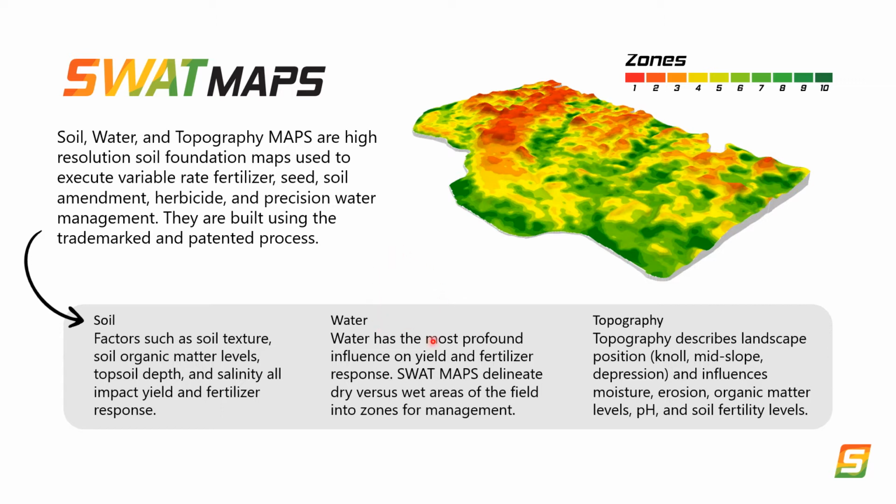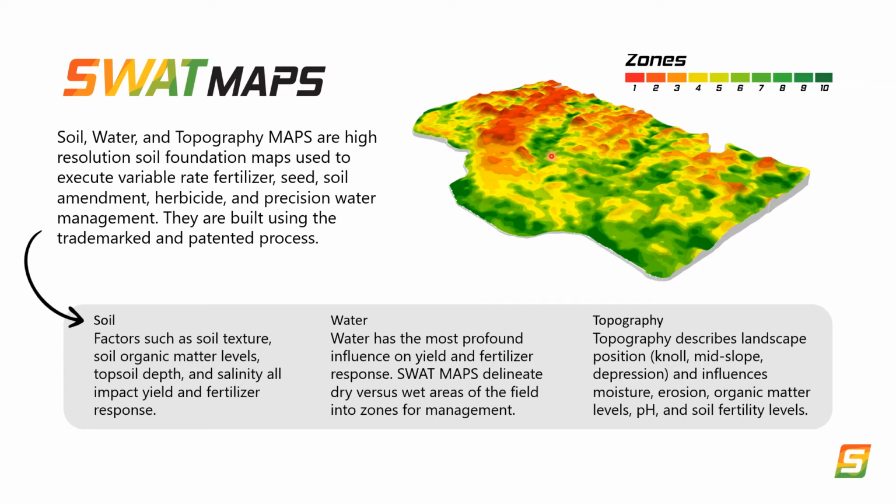SWAT maps are built from these stable factors that aren't really changing over time, and they help determine where we take soil samples from. So we measure the variability first, and then we soil sample. And then after that, we're using them for things like variable rate fertilizer, variable rate seeding, soil amendments, and more, which I'll touch on in this presentation and specific to potatoes.